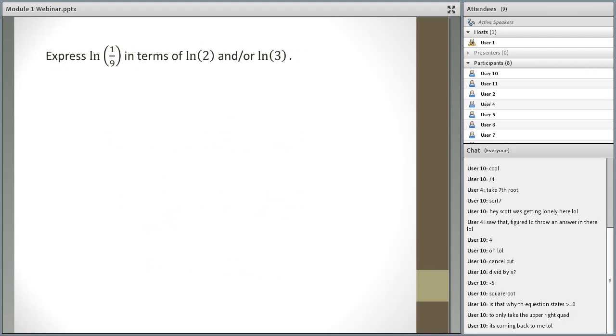So let's do a couple examples. I want us to express the natural log of 1 over 9 in terms of natural log of 2 and or natural log of 3. So the first step, I have natural log of 1 over 9. How can I rewrite that?